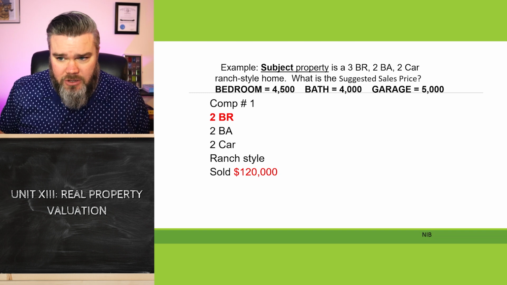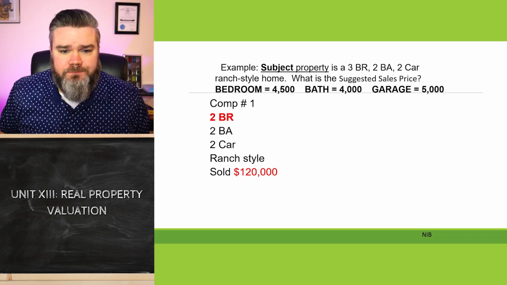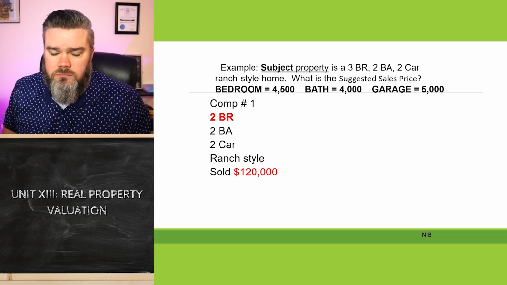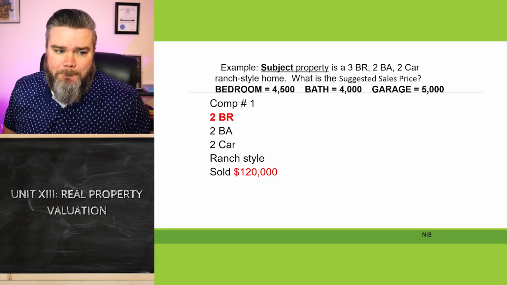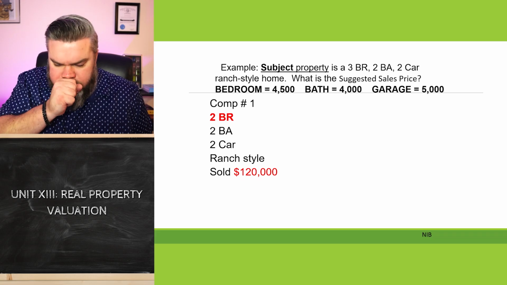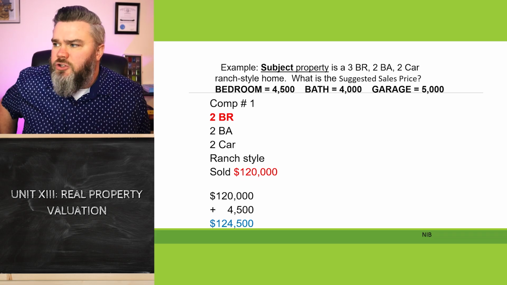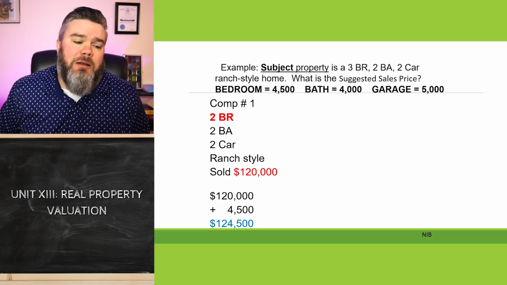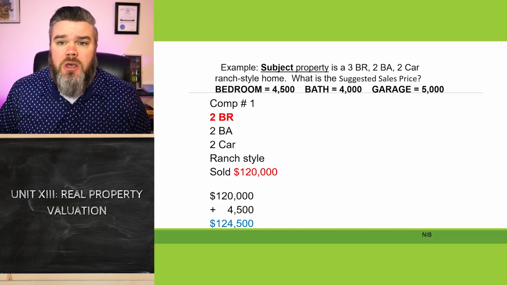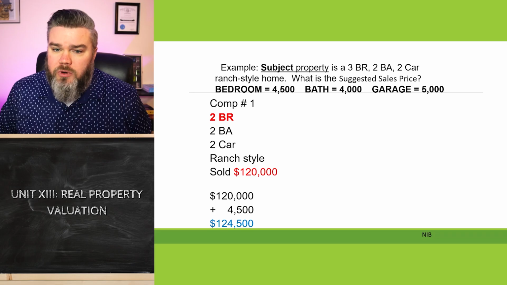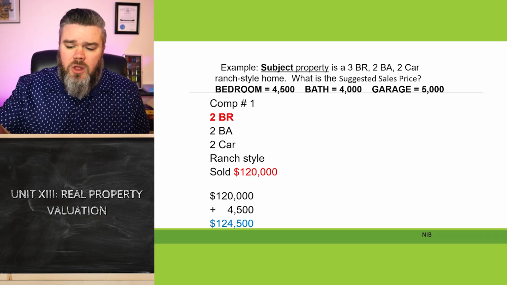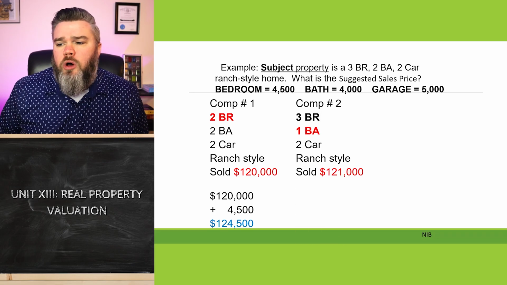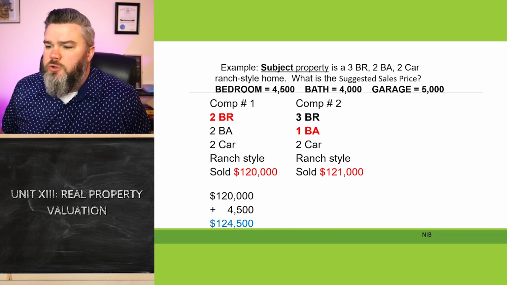Well, in this example, I've given you the value of the bedroom. So how much are we going to add? There you go, $4,500. And so the adjusted value now for comp 1, if it had been identical to our subject property, it probably would have sold for $124,500. Look at comp 2. 3 bedroom, 1 bath, 2 car ranch style home sold for $121,000.